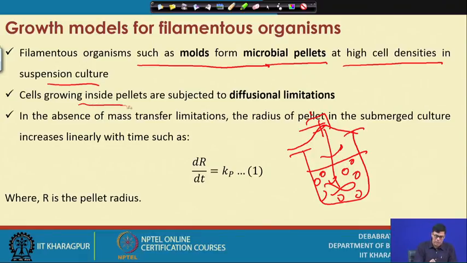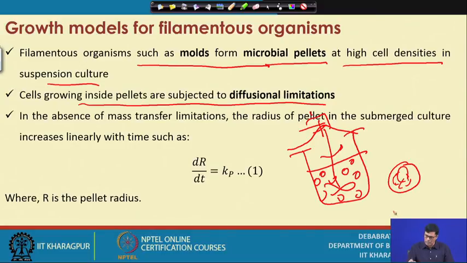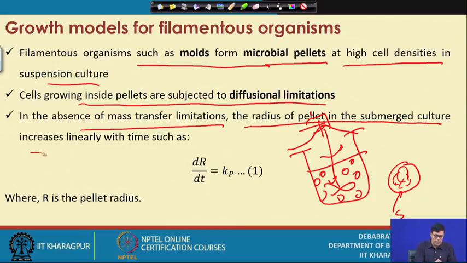Now, cell growth inside the pellet is subject to diffusion limitation. Obviously, when there is a pellet, substrate diffusion inside the pellet is a problem. In the absence of mass transfer limitation, the radius of the pellet in submerged culture increases linearly with time, so dr by dt, the change of radius of the pellet, we assume to be constant, km, where r is considered as the radius of the pellet.